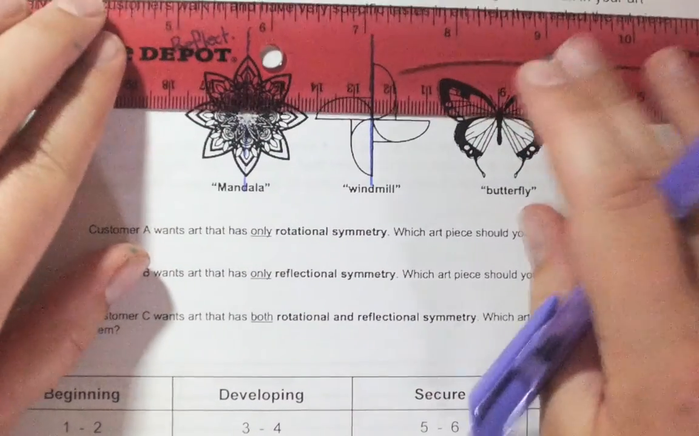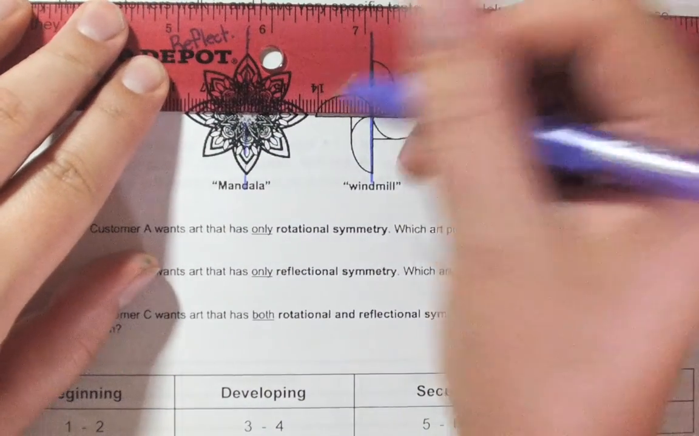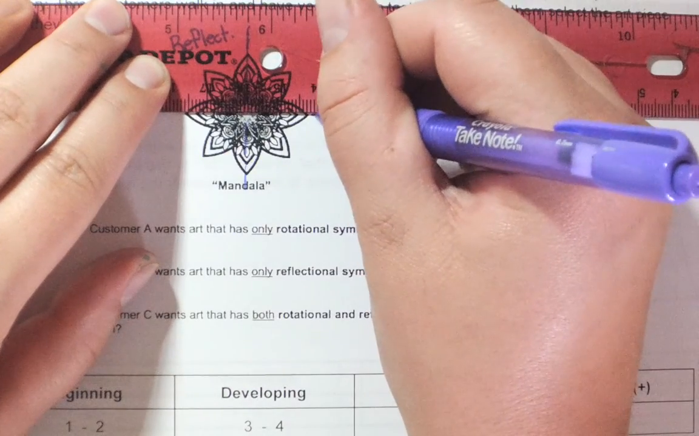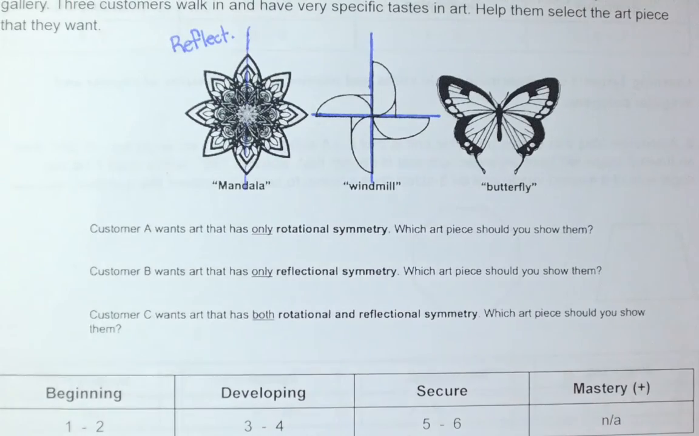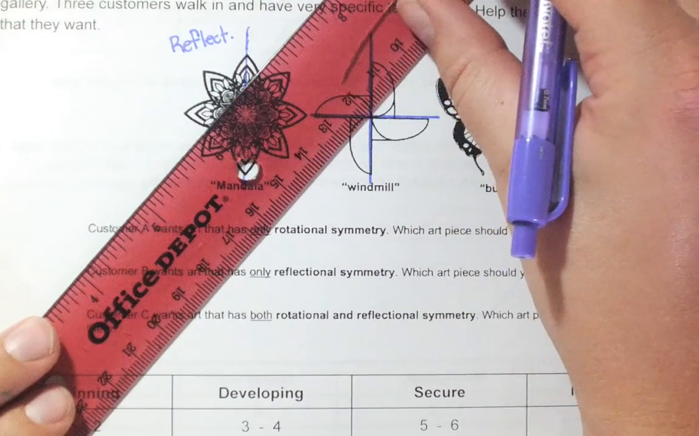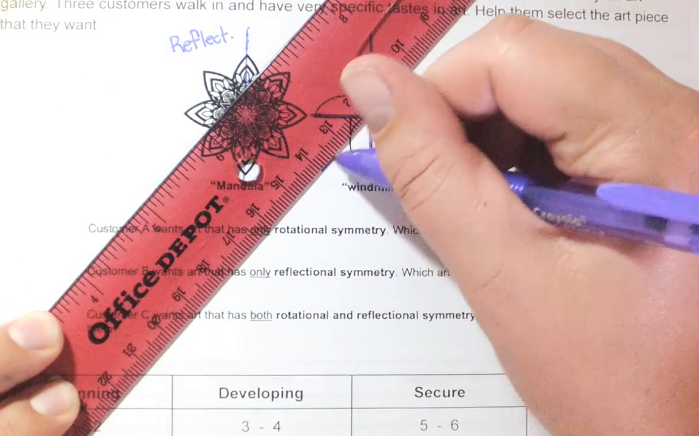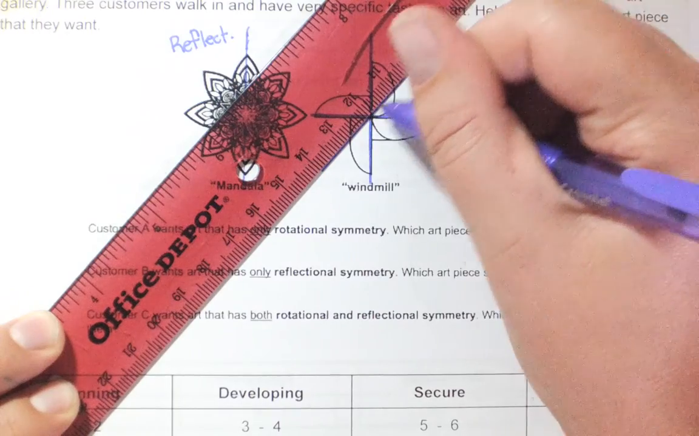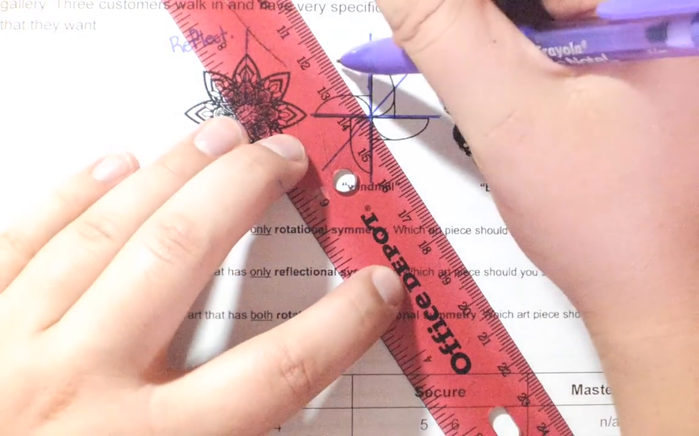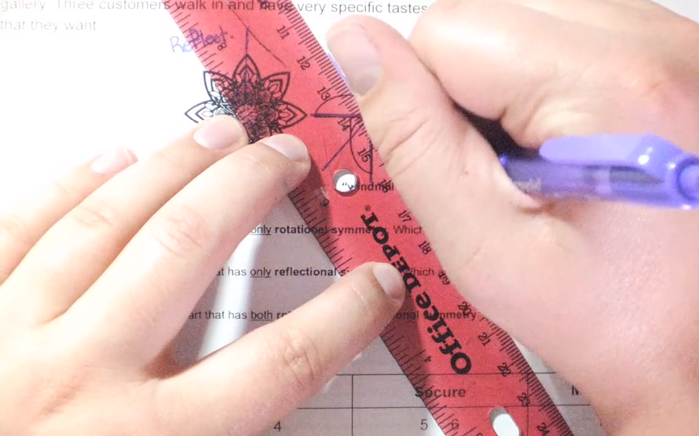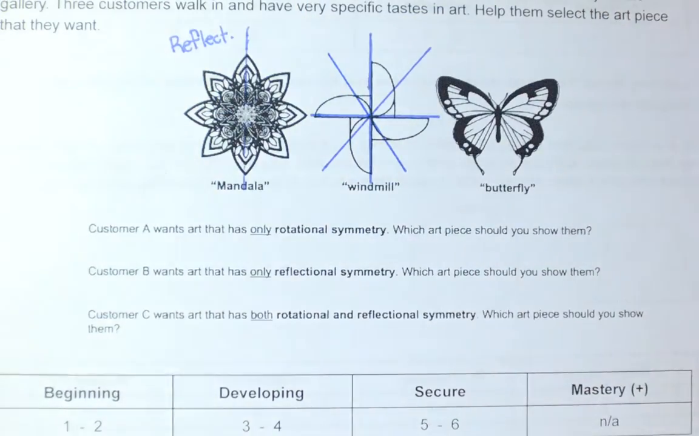I can also try and see, is it reflectional this way? And I'm noticing that if I fold it, the same thing would happen. I can check the diagonals and see any reflection this way, but I'm noticing so far there is no reflectional symmetry in the windmill. So I'm going to say this does not have any reflectional symmetry.